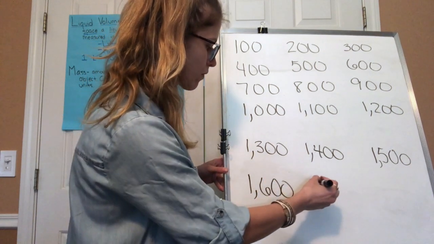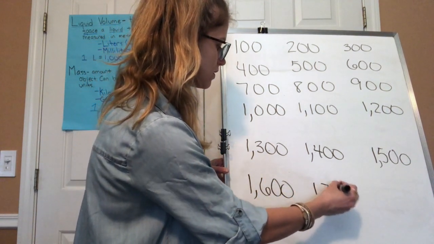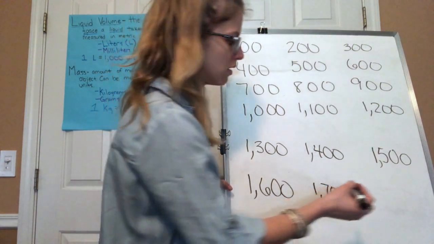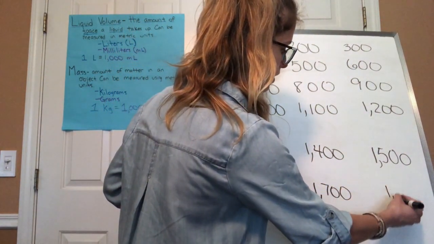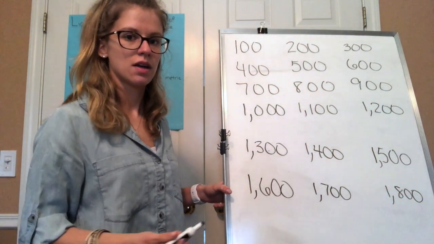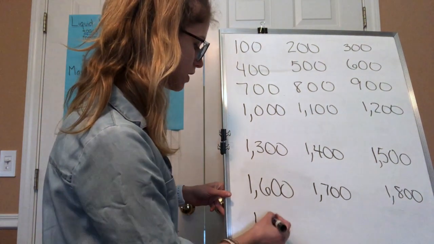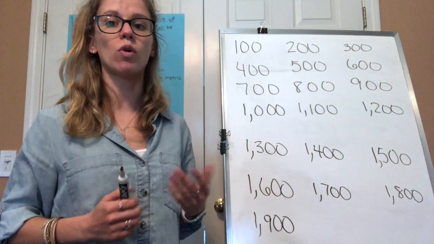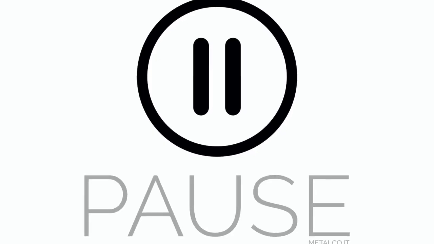And what comes next? 1,600, 1,700. What would come next? 1,800. Next would be 1,900. And now pause me and think about what comes after 1,900.